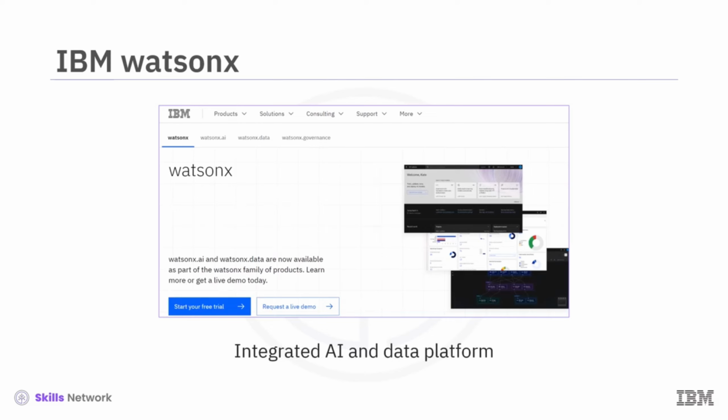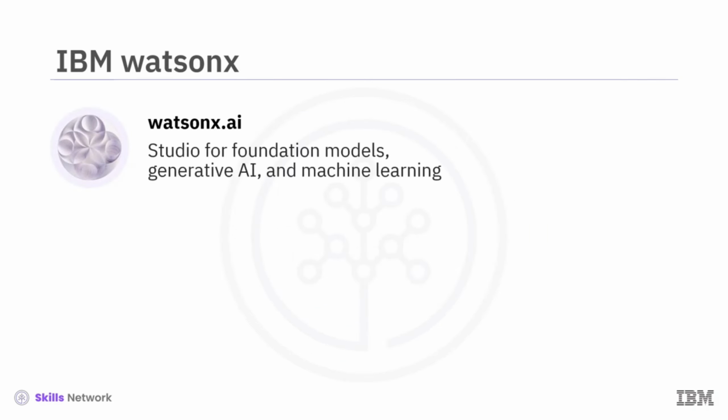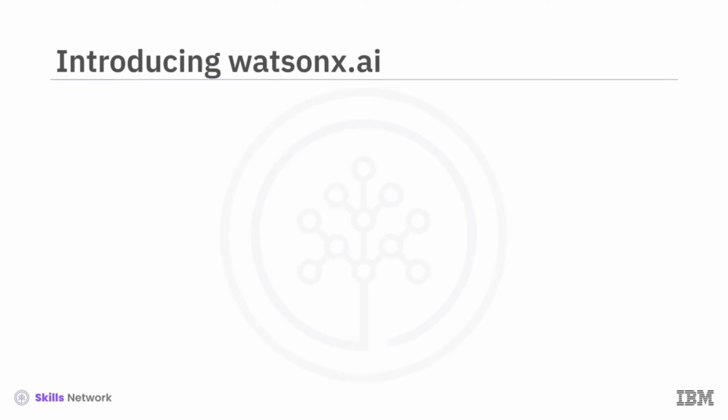IBM WatsonX is an integrated AI and data platform for AI builders. The WatsonX platform comprises 3 products. The first product is WatsonX.ai, a studio for new foundation models, generative AI, and machine learning. The second product is WatsonX.data, which is a data store. And the third product is WatsonX.governance, which is a toolkit for monitoring and governance. In this video, we'll focus on WatsonX.ai.